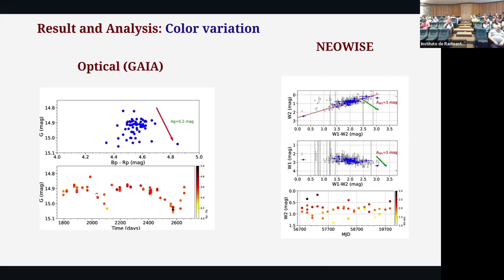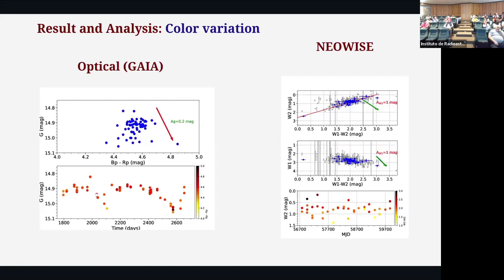And a similar kind of trend we obtain in the NEOWISE data also. This is the W2 band versus the color. This is the W1 band versus the color. These gray dots are all the data points, and these colored dots are the median data points, as I told in the previous slide. Because we are interested in the longer period, we took these colored data points for the fitting. We used the orthogonal distance regression method to determine the slope of this fitting, and we found the slope is about minus 45 degrees.